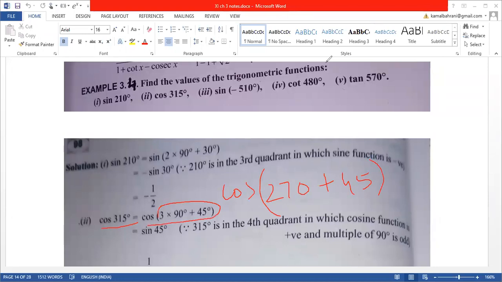Now 270 plus theta, what is it? What I told you: change in 90 minus, 90 plus. No change in 180 minus, 180 plus. Then change in 270 minus, 270 plus. So cos will change to what? Sine 45. Cos of 270 plus theta will be sine theta, sine 45. Now again you have to check what?